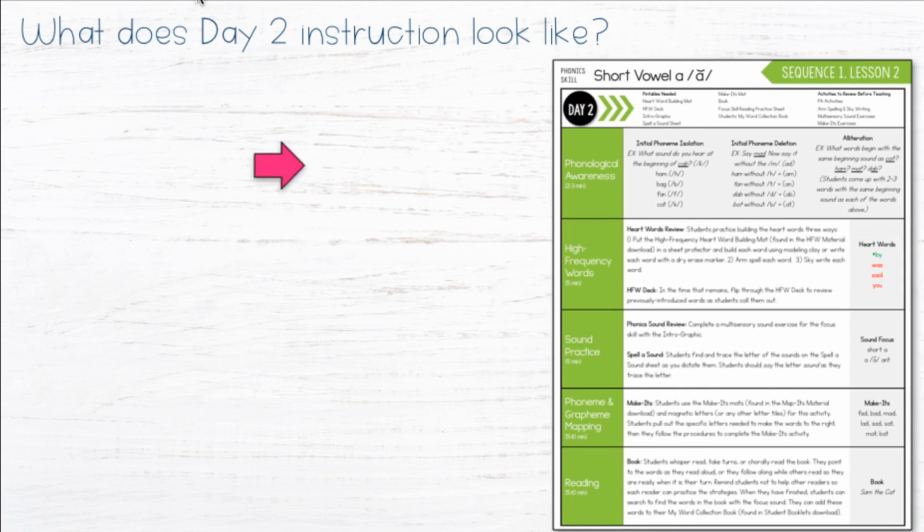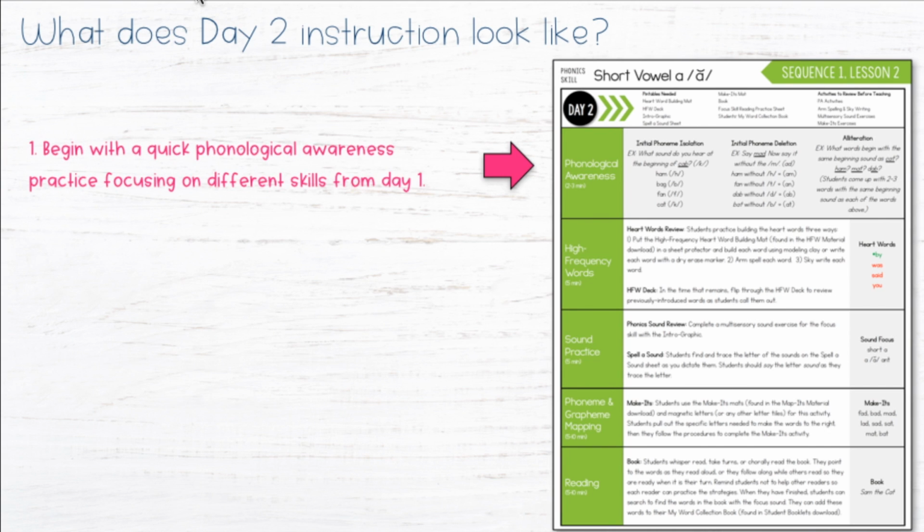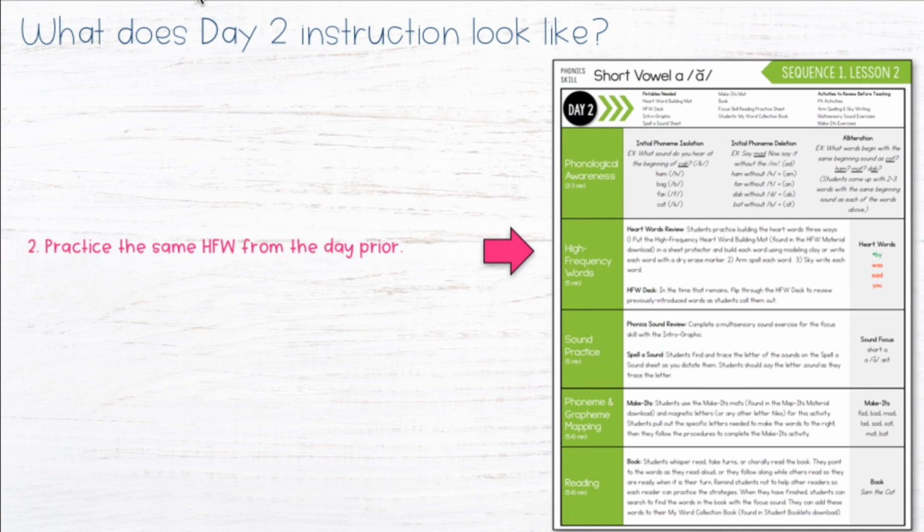For day 2, again, you want to do a quick phonological awareness practice focusing on 3 different skills than you did on day 1. On this one, you're doing initial phoneme isolation, initial phoneme deletion, and alliteration. So a little bit more difficult skills than day 1. Then again, you're going to move into high frequency words.